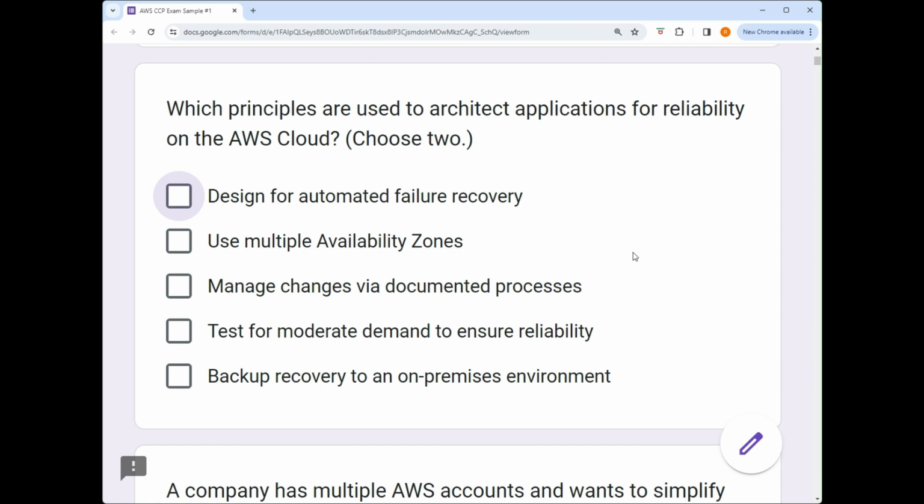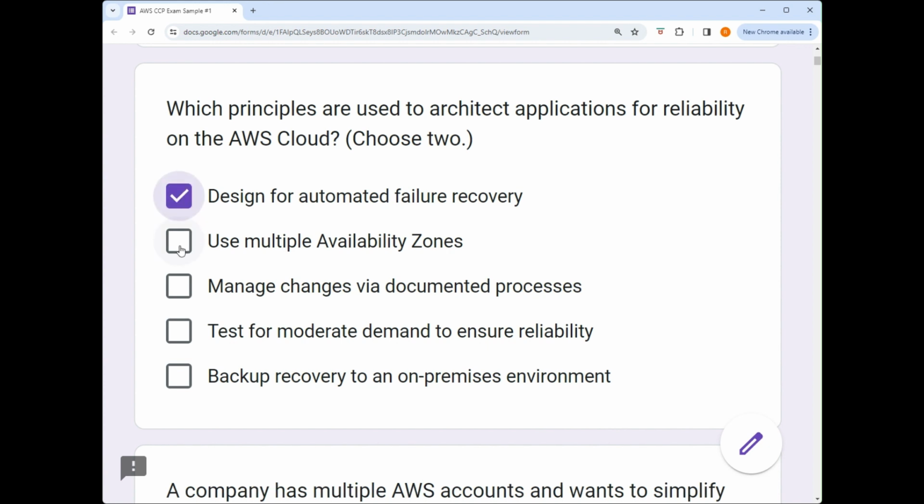Which principles are used to architect applications for reliability on the AWS cloud? Choose 2. Design for automated failure recovery. Use multiple availability zones. Manage changes via documented processes. Test for moderate demand to ensure reliability. Backup recovery to an on-premises environment. Correct answer: Design for automated failure recovery.